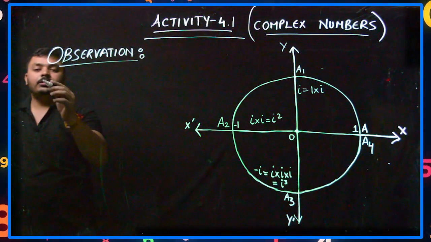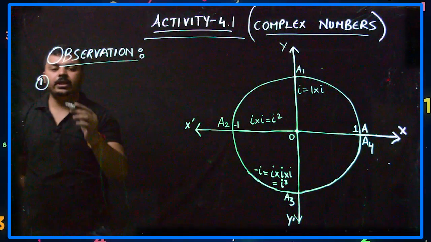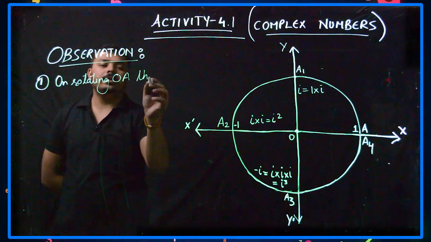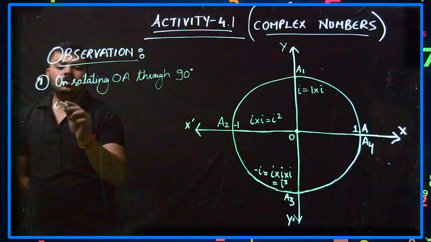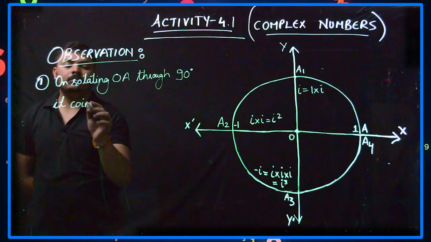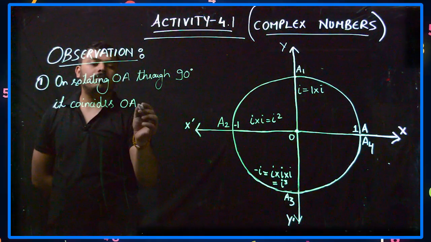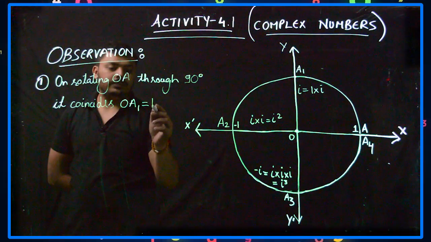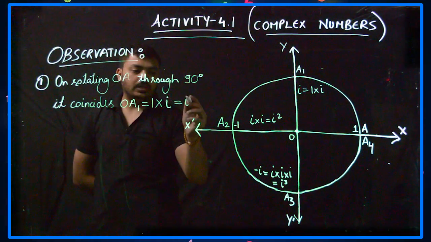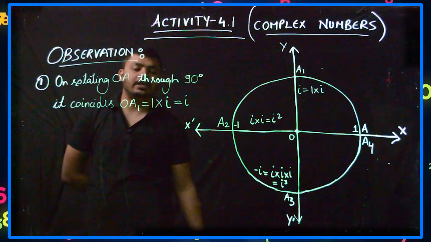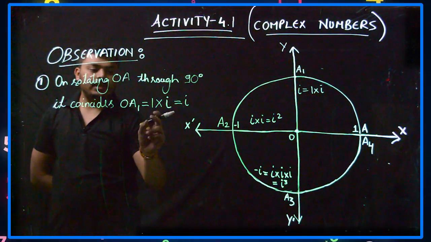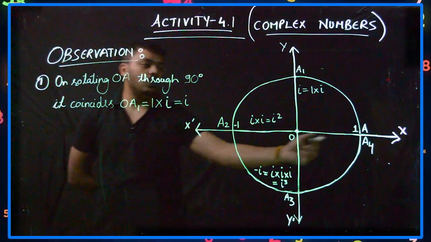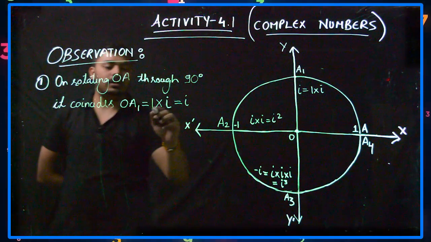So our observation for this activity is: on rotating OA through 90 degree, it coincides with OA1, that is 1 into i. At every 90 degree, a multiple of i is being added, so it becomes 1 into i. As OA is 1, so 1 into i becomes i.